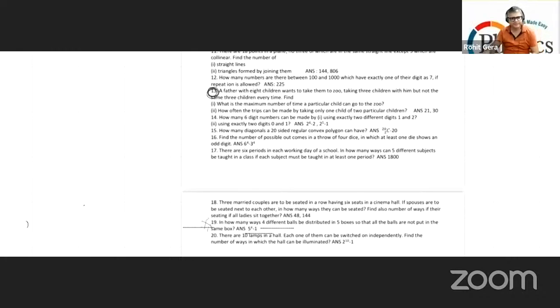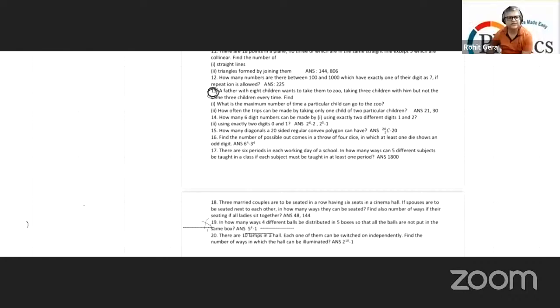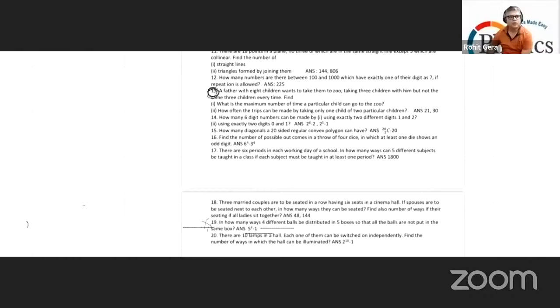Okay, let's try this. 13th. He wants to take three children with him, but not the same three children every time. बड़ा अजीब सा है. The father has 8 children. Oh my God. What is the maximum number of times a particular child can go to the zoo?